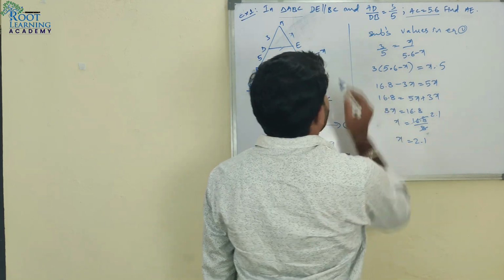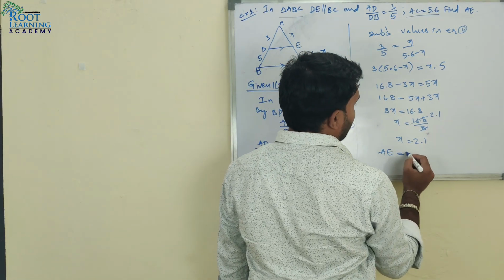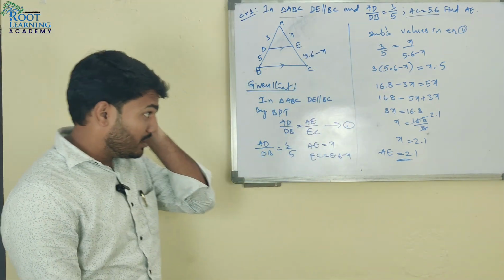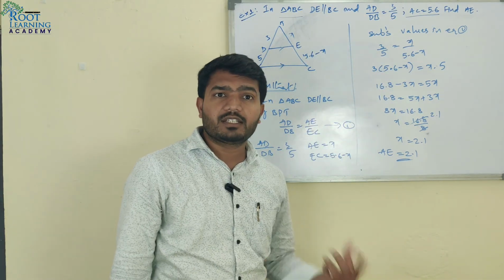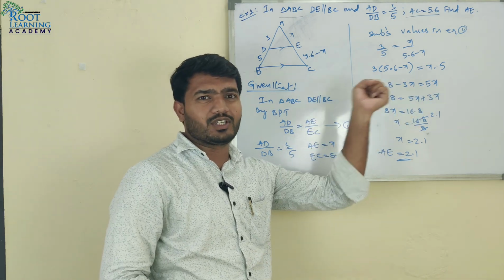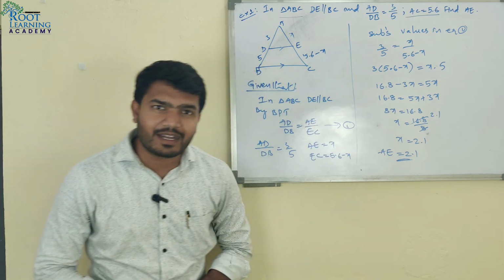That is what AE is. AE is equal to 2.1. Therefore, AE is equal to 2.1. That's it. This is how we have to solve these questions. So this is just a basic question from your textbook, example number 1. Now move on to the second question.